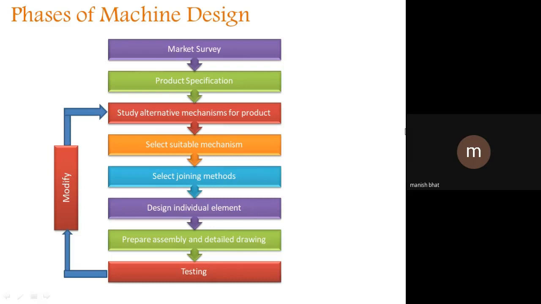Okay, so: market survey, product specifications, study alternatives, select suitable alternatives, select joining method, design individual element. Correct. Design individual element, prepare assembly and detailed drawing, testing, and go on modifying the product whenever needed. Now we will be focusing on this particular step, and that is design of individual machine element. So we have to design individual machine elements, individual components, and by designing those individual components we will be preparing the assembly, and then we'll be testing the assembly.